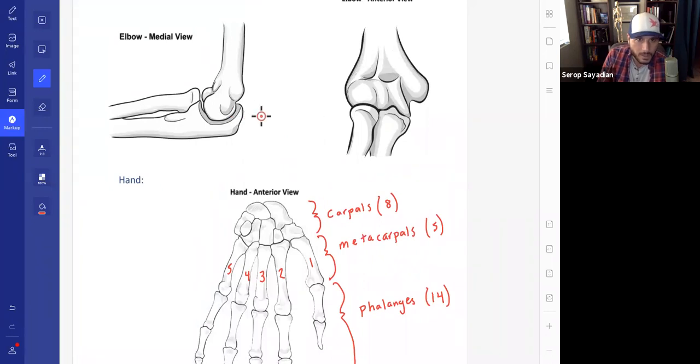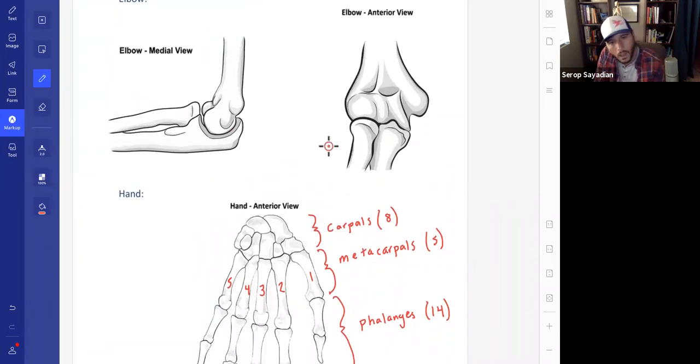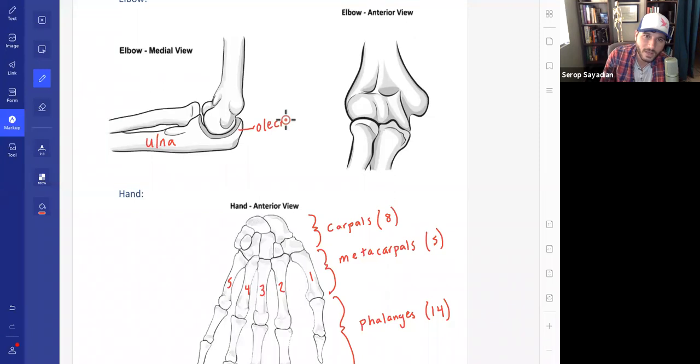Here are some good views of the elbow. Who can tell me what bone this is? The ulna. Very good, ulna. And what is this point right here called? Olecranon. Very good. Thanks for pronouncing it correctly too. Some people say it differently, but olecranon is correct.